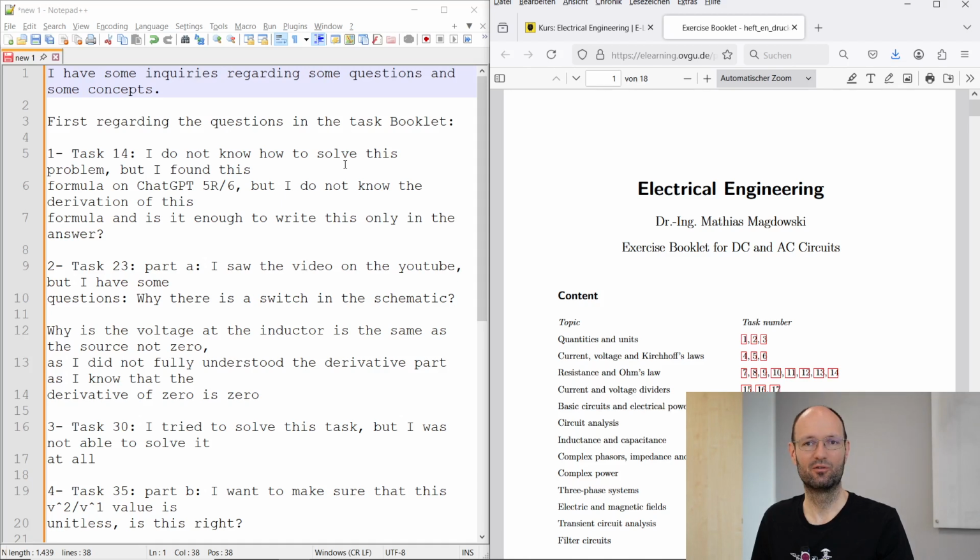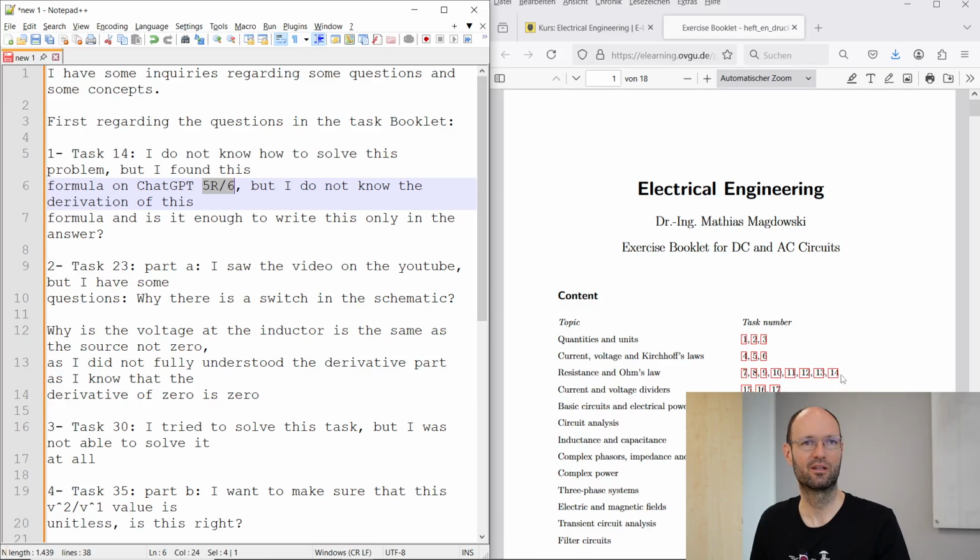And then we can have a look at some questions that a student sent me via email. The first question is related to task 14. I don't know how to solve this problem, but I found this formula on ChatGPT. I don't know if there's a ChatGPT 5 version already available. I don't know the derivation of this formula and if it's enough to write this only in the answer.